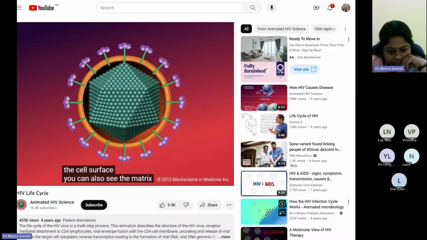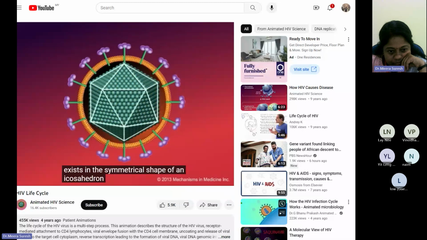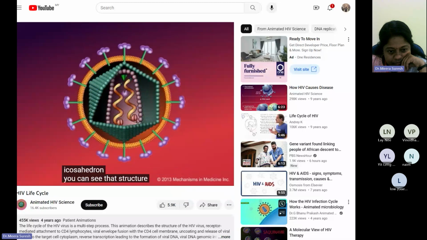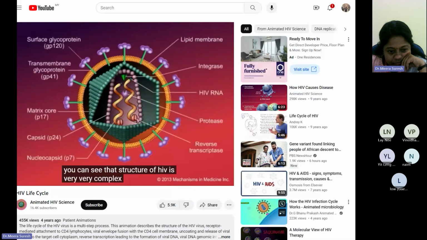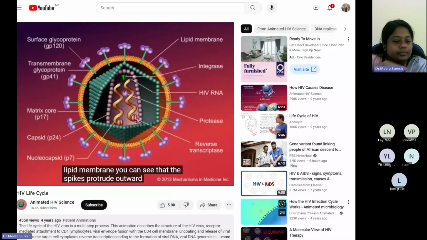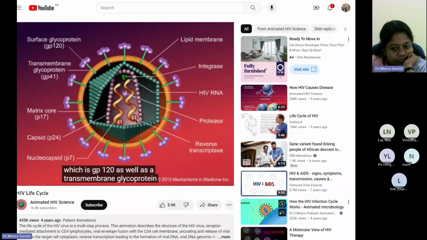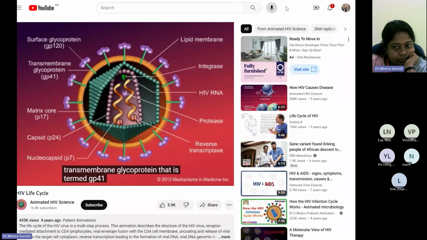You can also see the matrix core, which exists in the symmetrical shape of an icosahedron. You can see that the structure of HIV is very, very complex. There is a lipid membrane, and from that lipid membrane, you can see that the spikes protrude outward. These include the surface glycoprotein, which is GP120, as well as a transmembrane glycoprotein that is termed GP41. The matrix core, the capsid protein, and the nucleocapsid protein all underlie the outer layer of the virus.